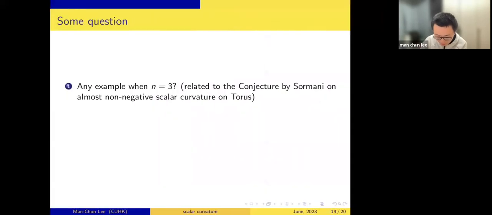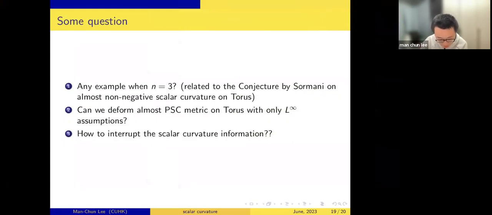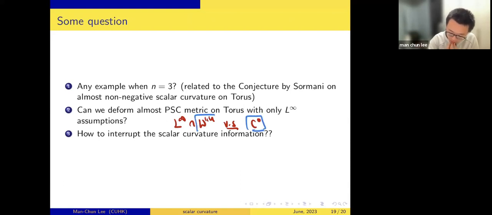quite similar. And you can see that instead of using L infinity, I am considering L infinity intersect W^{1,n}, and then you can compare with the result by Bamler or Gromov, in which they consider the continuous metric. So why is this important? Why is continuous or W^{1,n} important?